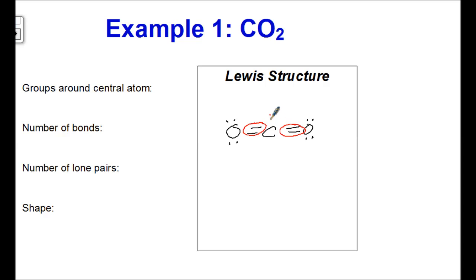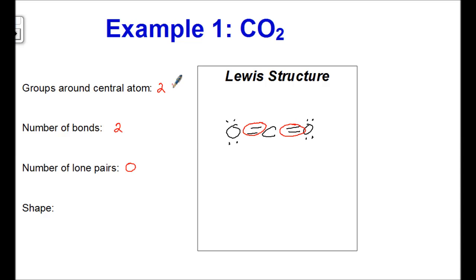And as you can see, there's nothing on top of the carbon, nothing below the carbon, so the number of groups on the central atom is 2. Alright, so now out of those 2 groups, how many of them are bonds? And as you can easily see, the number of bonds is 2. How many of those are lone pairs? Obviously 0. Okay, so in this case, and in all cases, you need to make sure that the number of lone pairs and the number of bonds add up to your total groups around the central atom.